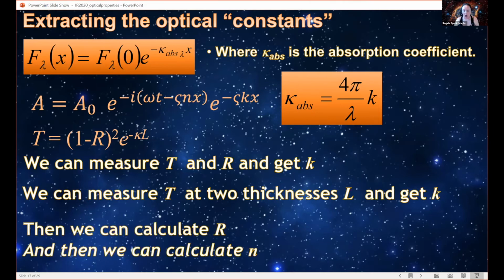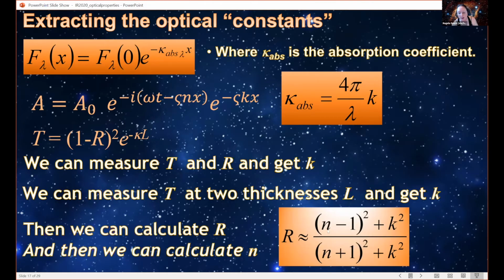And once we've got that, we work out what K is. Once we've got K, we can plug it back in here to get the reflection. And once we've got the reflection, we've got a relationship between K and N, so we can back out the real part of the refractive index. The advantage of this is that it's all measured. It's not something where you're using Kramers-Kronig analysis, which is the classic way to try and extract optical constants. This is all completely directly measured through transmission.